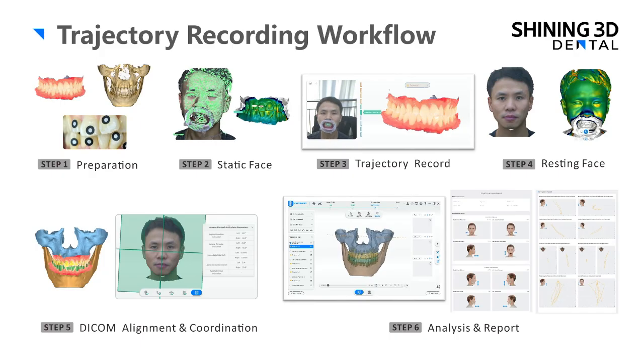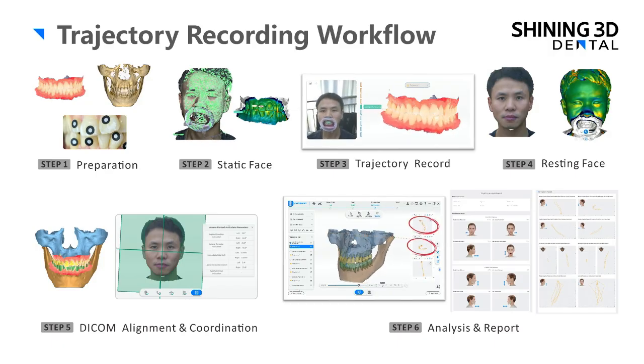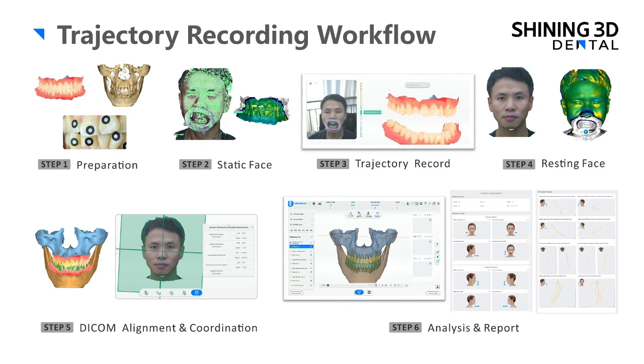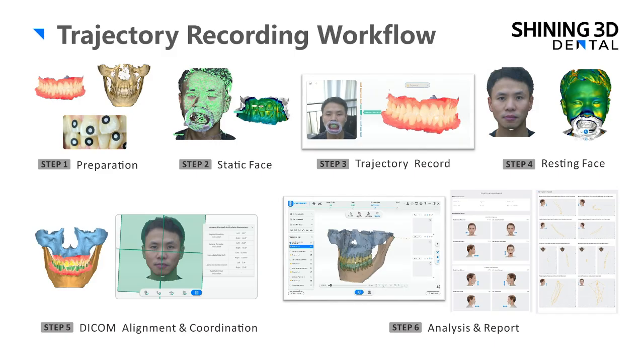As we mentioned earlier, the trajectory analysis has moved to the trajectory tracking part, so it has the same button or shared button with the trajectory recording, and this slide shows the trajectory recording workflow. The first step is to import the intraoral scan data and the DICOM data if you want to use the analysis, and also do some preparation, putting the markers on and everything. The second step is to record the static phase, and the third step is to do the trajectory record.